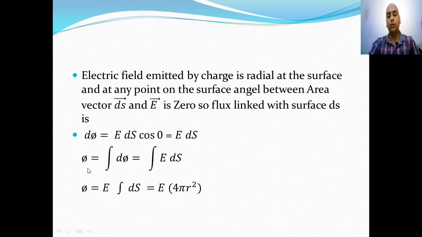So the total flux coming out of the entire sphere can be evaluated by integration of d phi, which is integration of E ds. Now the total surface area of the sphere is 4 pi r square. So we can say that the total flux coming out of the sphere is E into 4 pi r square.